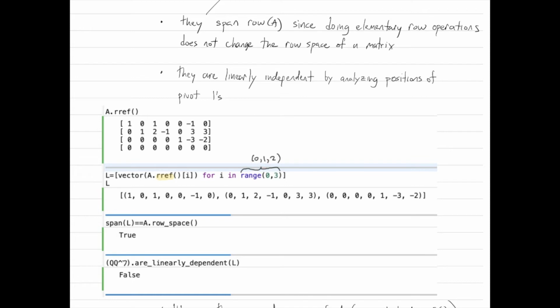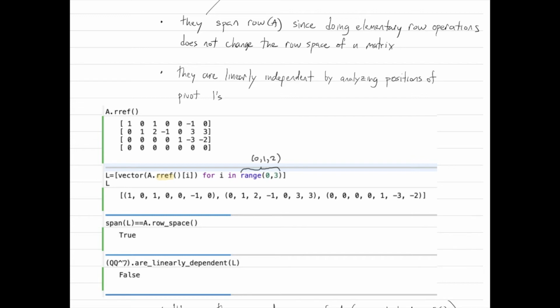Okay, so this command here gives the ith row of a matrix. So here we're taking the ith row of this reduced row echelon form of A, and then we're turning it into a vector. Okay, so here are the 3 rows, not of A, but of the reduced row echelon form of A, that are non-zero. Okay, and then let's ask Sage if the list consisting of the rows gives an answer to our question. In other words, do they form a basis of the row space?